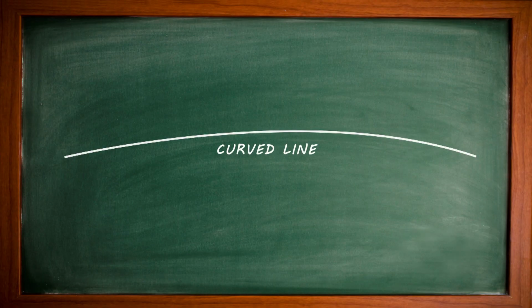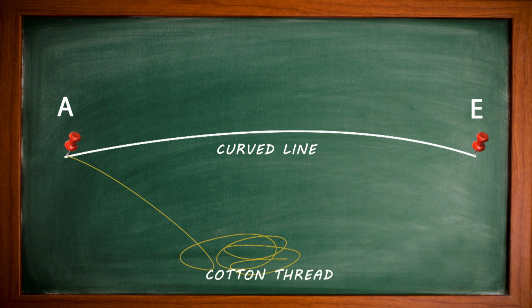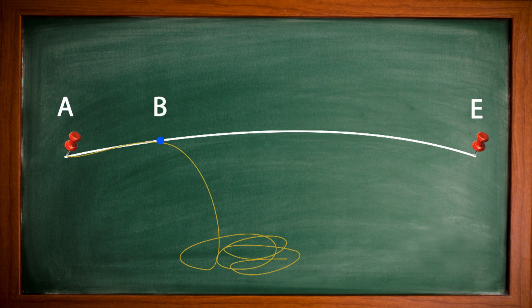We select a curved line and mark some reference points A to E. We fix 2 pins at both of its ends. Now, we take a cotton thread and tie a knot to the pin at the point A. We move the cotton thread along the points B, C, D and E.